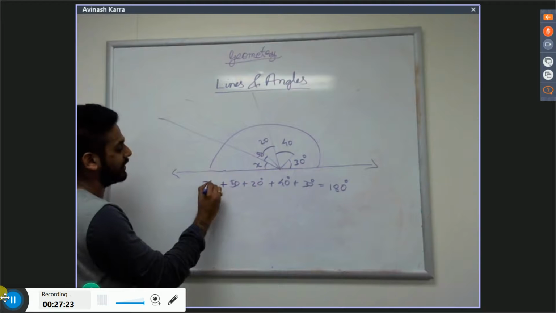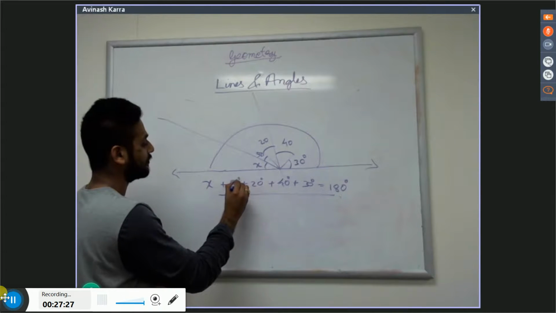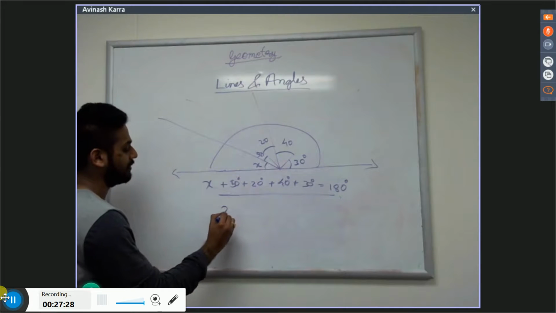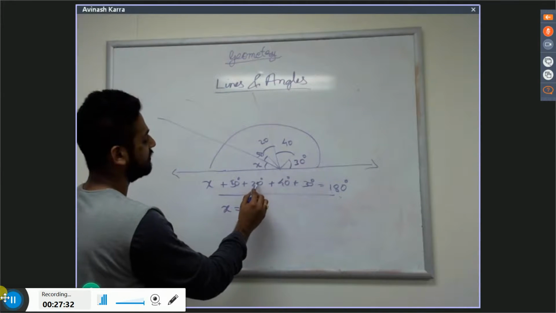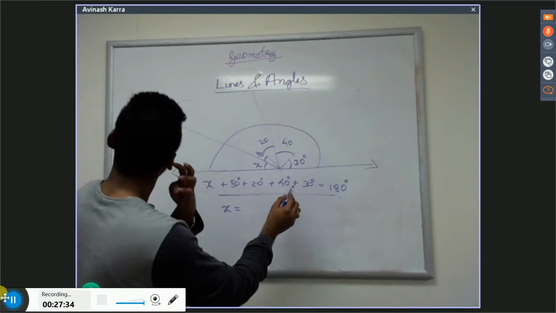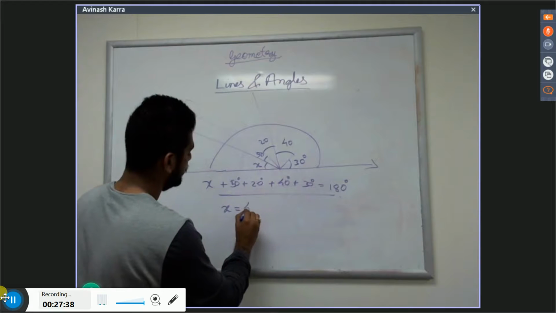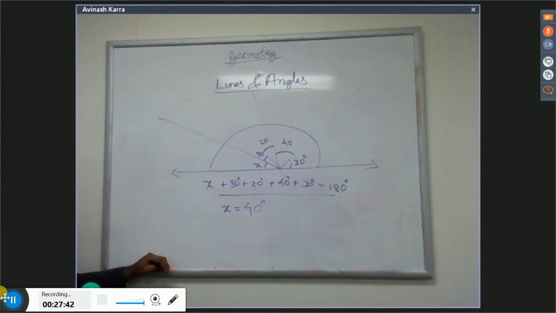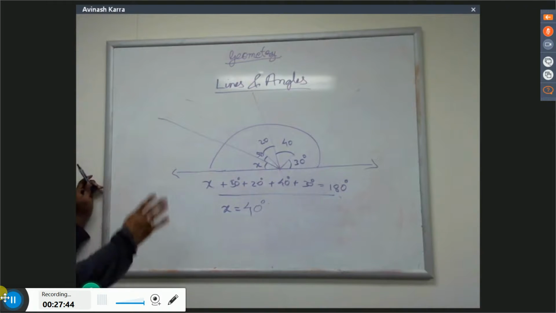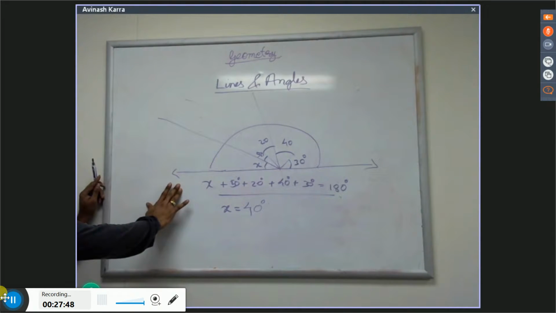And one is x. When you solve this equation, degrees are compulsory. You get the value of x. 50 plus 20, 70, 70 plus 40, 110, 110 plus 30, 140, 180 minus 140. Did everyone understand this? Is there any question on this concept?